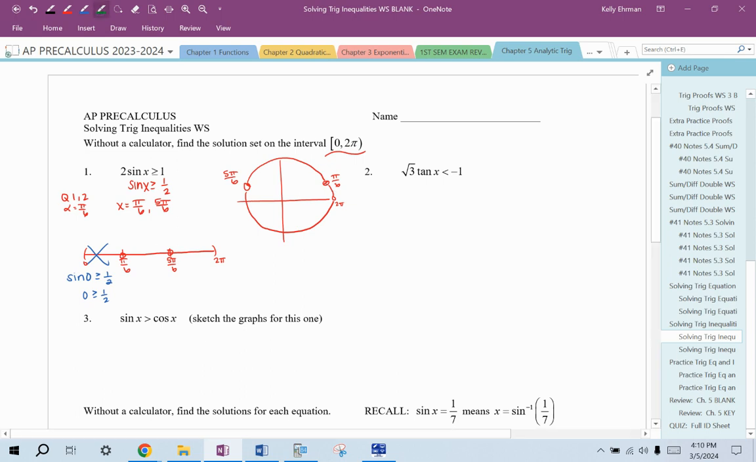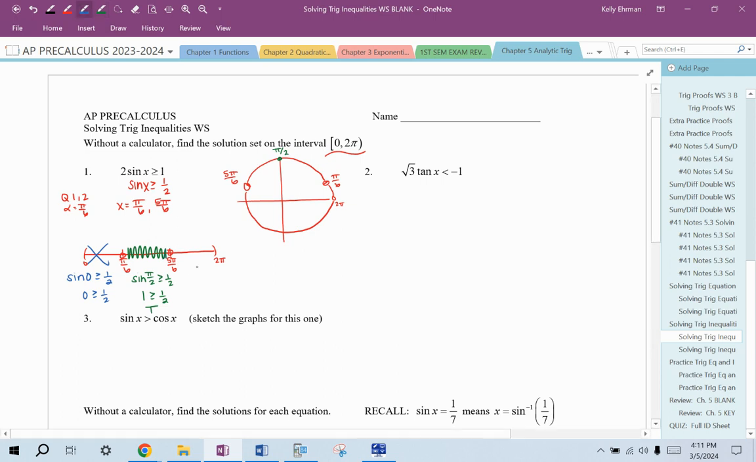In between pi over 6 and 5 pi over 6, a good angle would be pi over 2. So this circle just helps you visualize that. If you don't need that, if you can get that right from this number line, that's fine too. So sine of pi over 2, is that greater than or equal to 1/2? So sine of pi over 2 is 1, which is greater than or equal to 1/2. That's true. So this is part of the solution set.